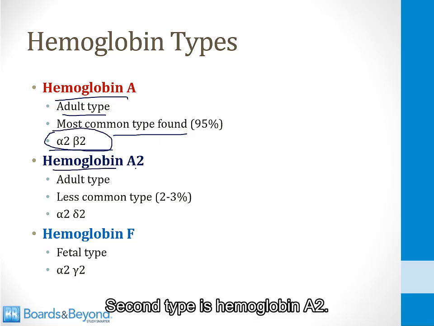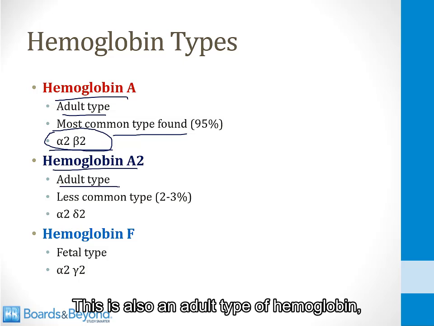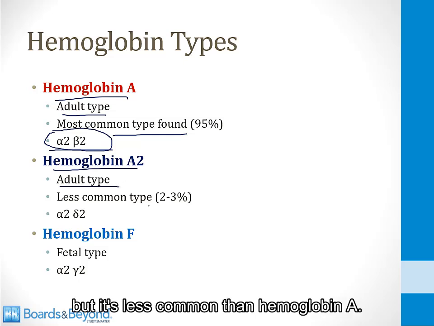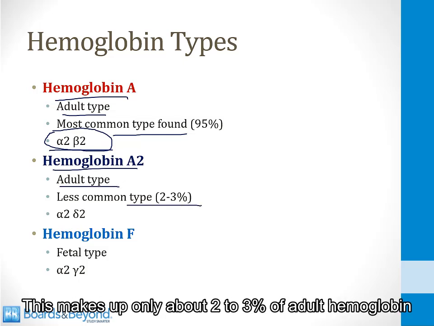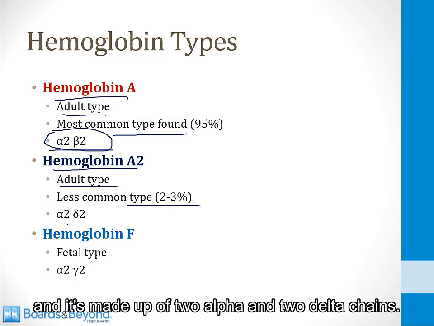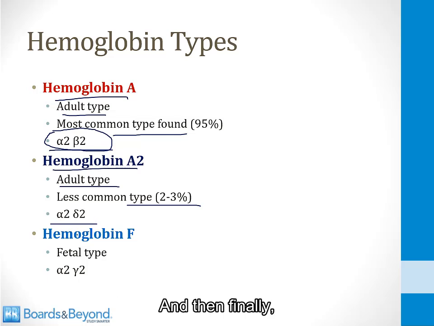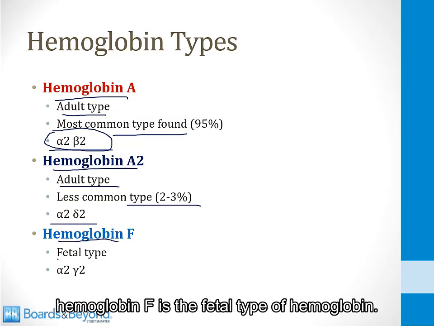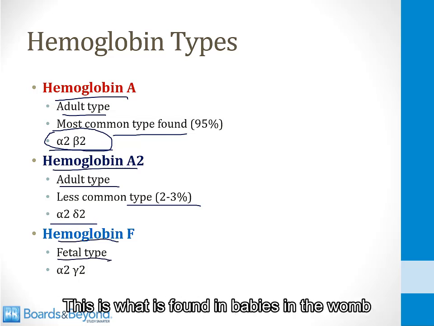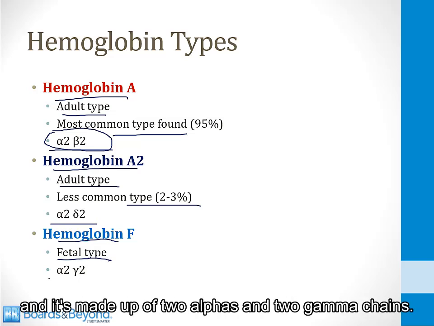The second type is hemoglobin A2. This is also an adult type of hemoglobin, but it's less common than hemoglobin A. This makes up only about 2 to 3% of adult hemoglobin, and it's made up of 2 alpha and 2 delta chains. And then finally, hemoglobin F is the fetal type of hemoglobin. This is what is found in babies in the womb, and it's made up of 2 alphas and 2 gamma chains.